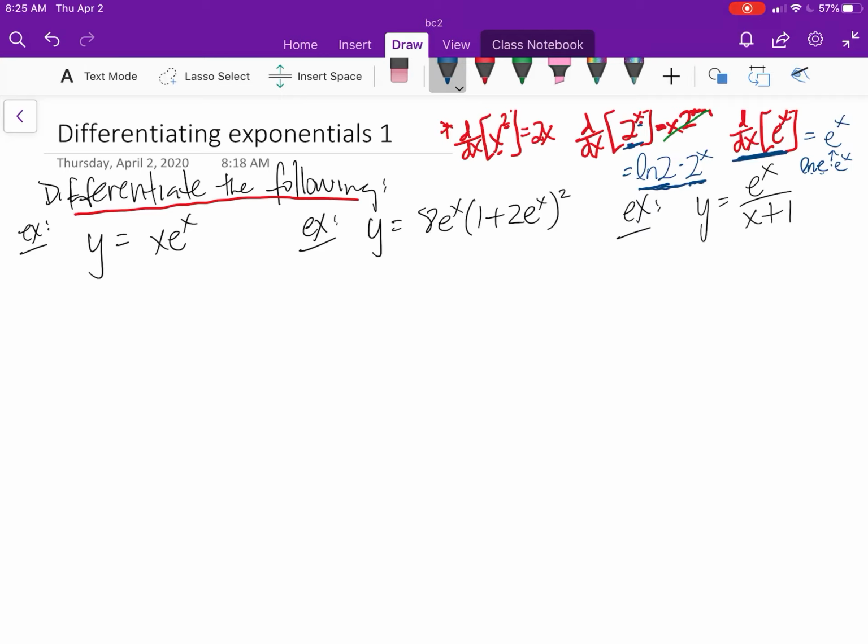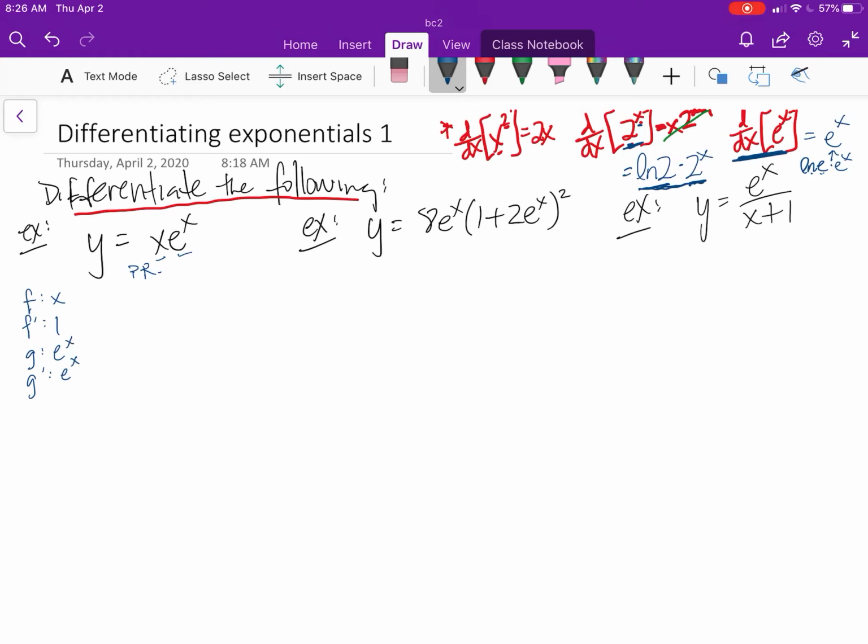Okay. First one, it requires product rule. We have x multiplied by e to the x. Neither is a constant, right? We have e to the x, which contains a variable. We have x that contains a variable. So we need product rule. So f is x, f prime is 1, g is e to the x, g prime is e to the x.